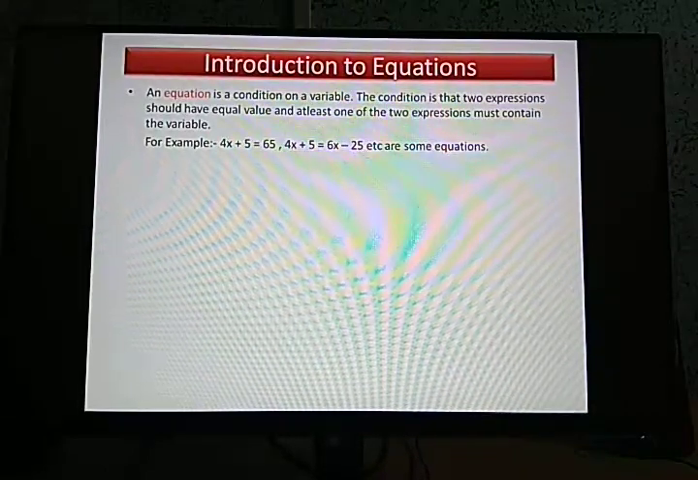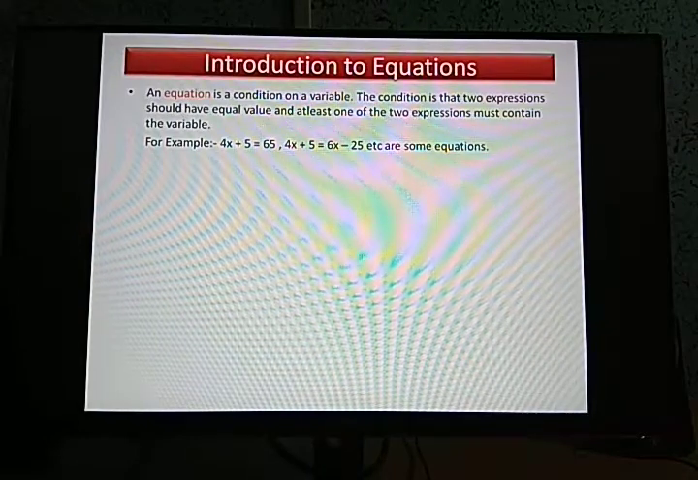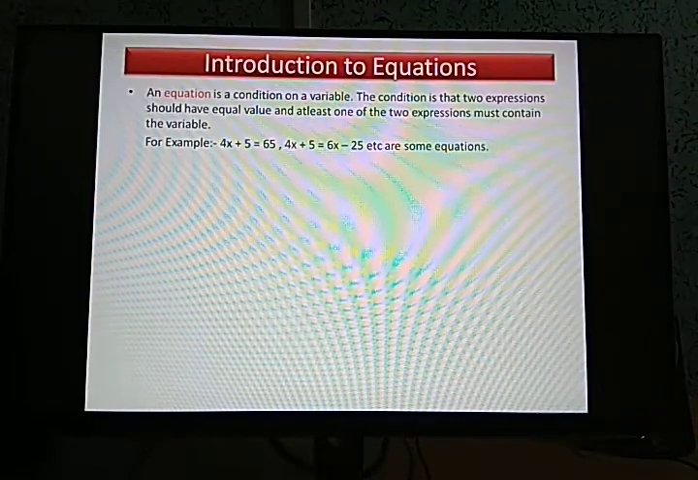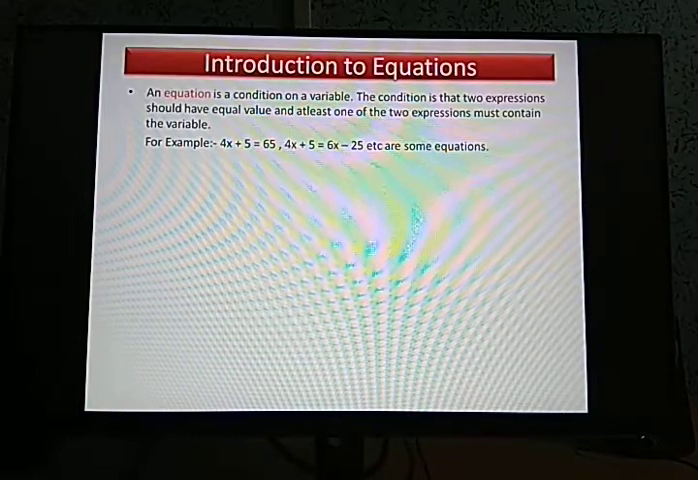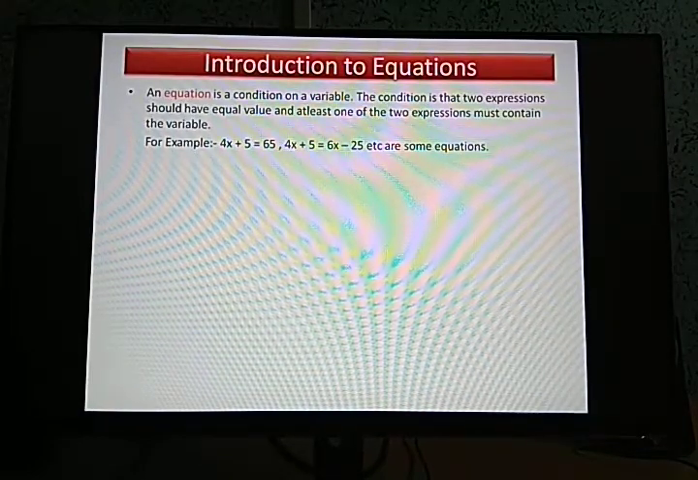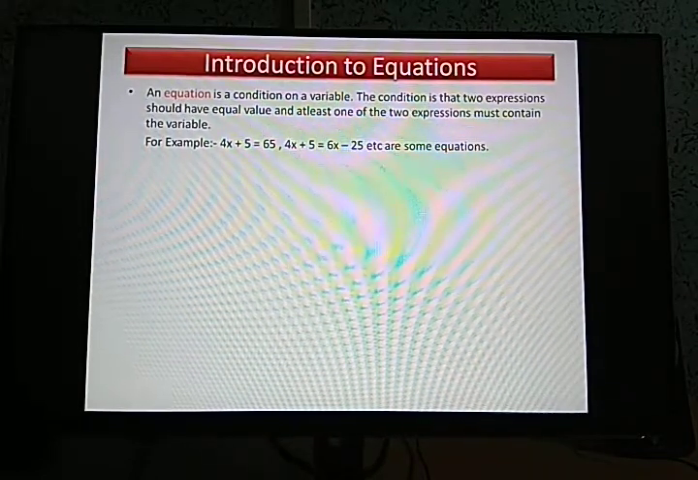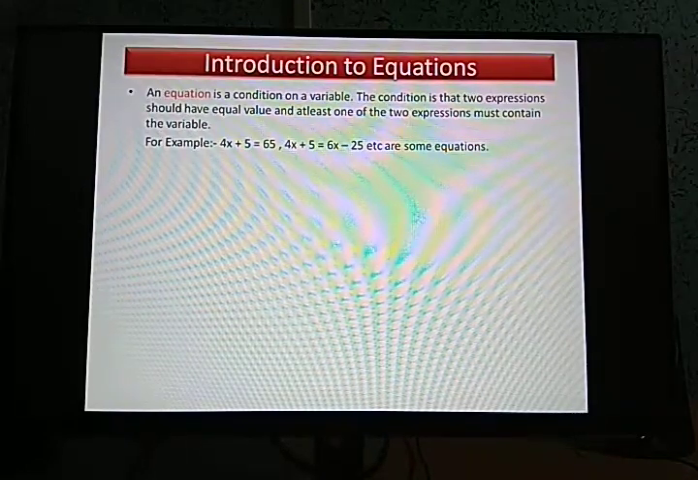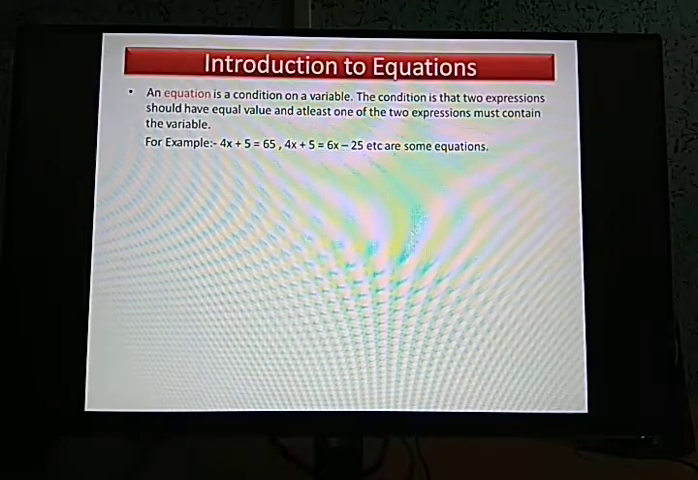So first example is given here. 4x plus 5 is equal to 65. 4x plus 5 is equal to 6x minus 25. Now, if you see here carefully, which is the variable here? Yes, obviously, it is x. Now, variables can be denoted by any letter of the English alphabet. We know that. We have learned it in class 6. So, here I have used x. So, x is the variable here in both the equations.